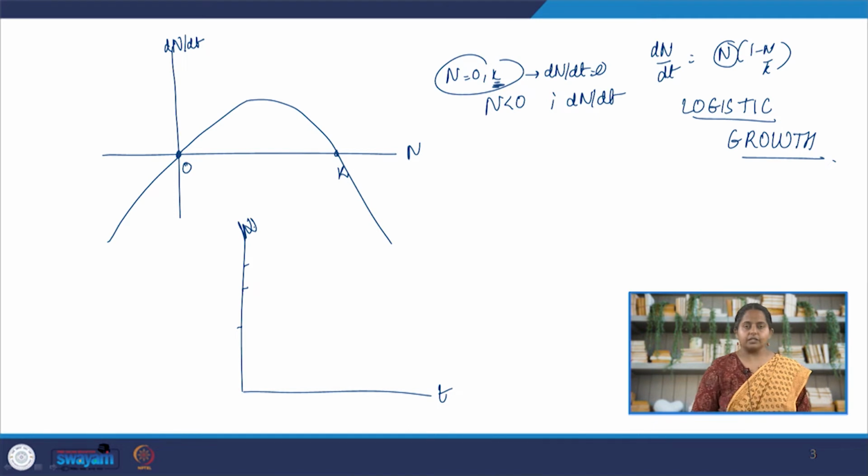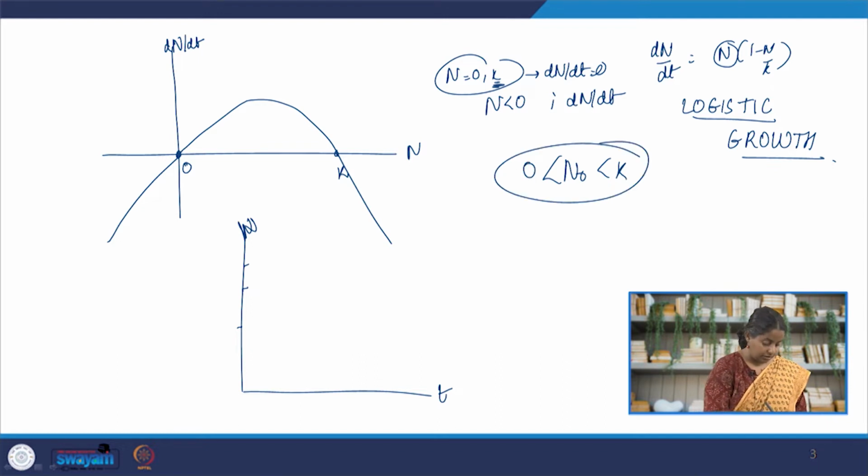So let us say we are starting with N naught between 0 and K. Let us take this situation. I am going to use a different color for this initial condition when N is between 0 and K. So let us say I am starting from here, this is my N naught. Here I will plot my N naught at time t equal to 0.